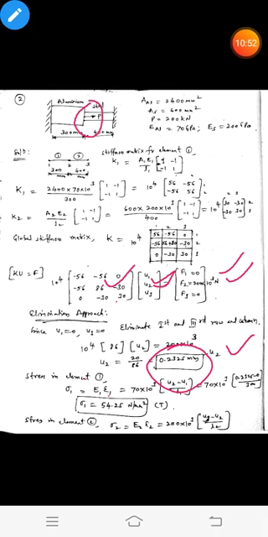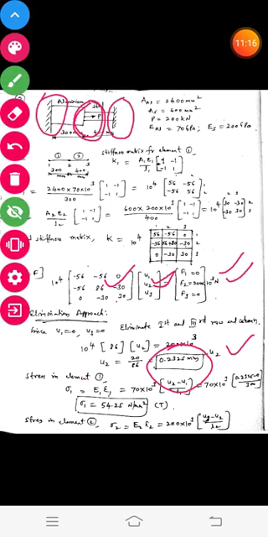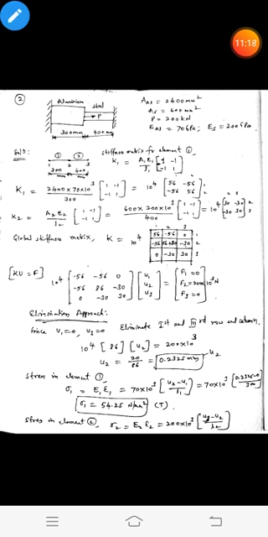Now U1 is 0, at node 1 the displacement is 0, at node 3 the displacement is 0, and at node 2, that is at the point of application of load, the displacement we got after calculating is 0.2325 mm. Now once we know the displacements at the nodes, we can calculate the stresses in each element. Now let us go for calculation of stresses in each element.